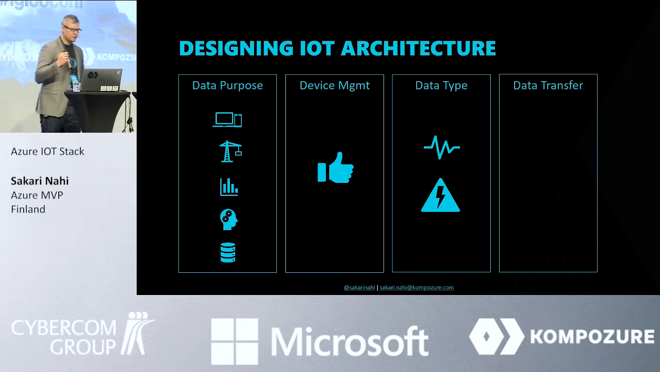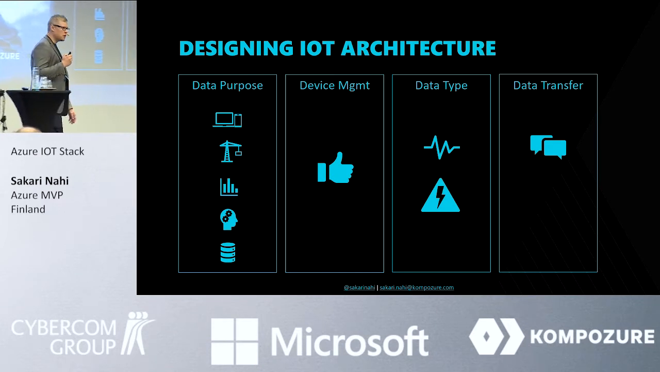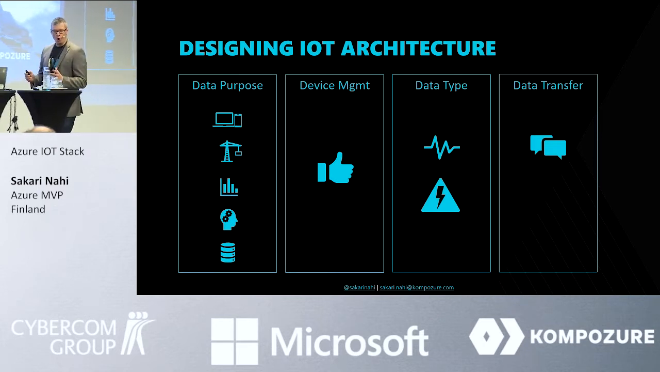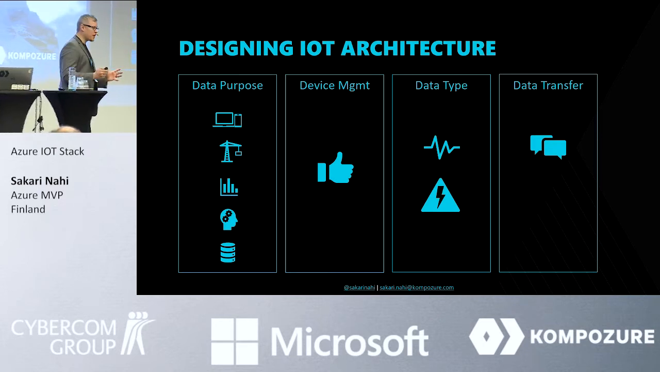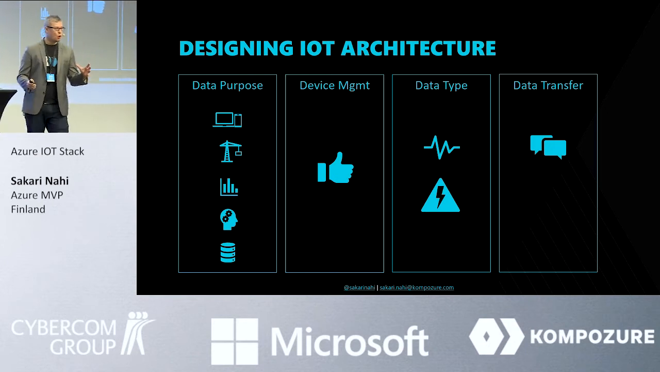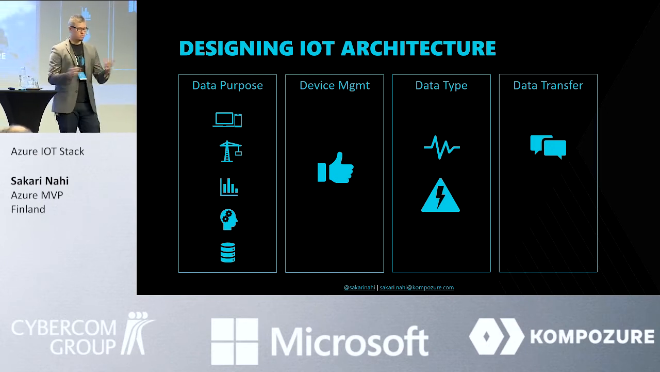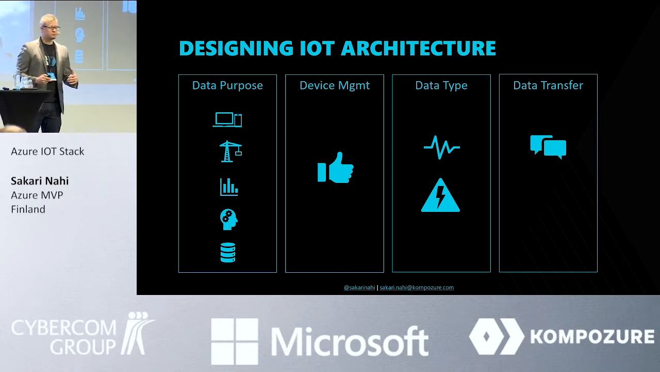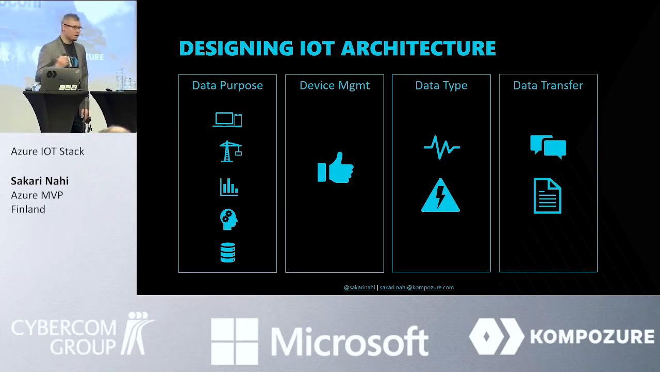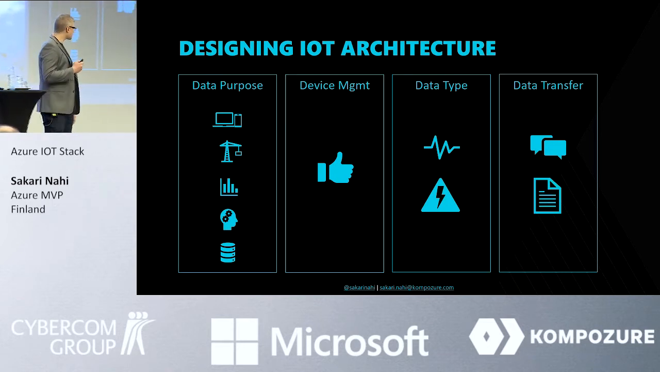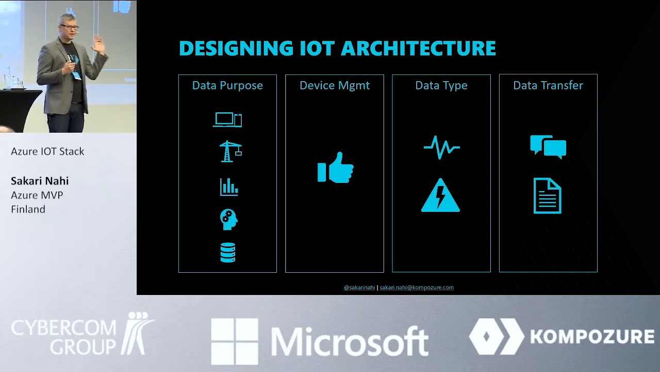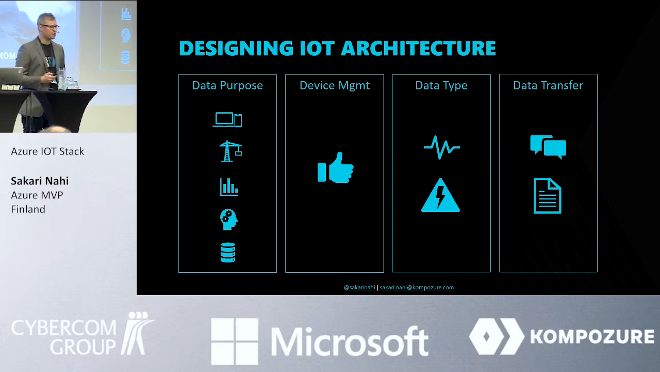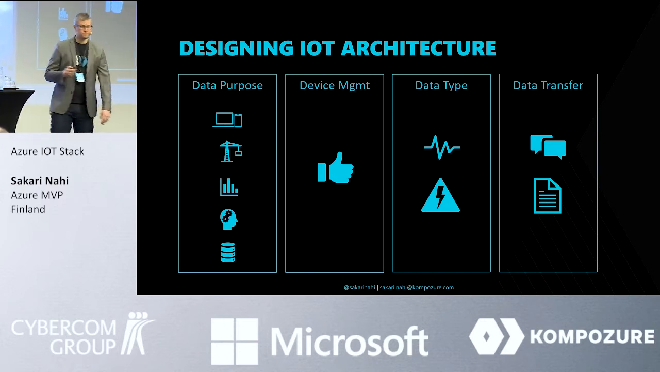Data transfer, the last box. Is it chatty? Is the device sending lots of small packets of data? Or is it sending large packets of data that have multiple messages inside? Or is it sending multi-parts? Like, we got 18 messages, there's a correlation ID inside, we have to put these together. And then other files, other binary data. If you have an answer to all of these, then you can design the IoT pipeline. And sure, I'm talking about Azure, but these are pretty agnostic, right?